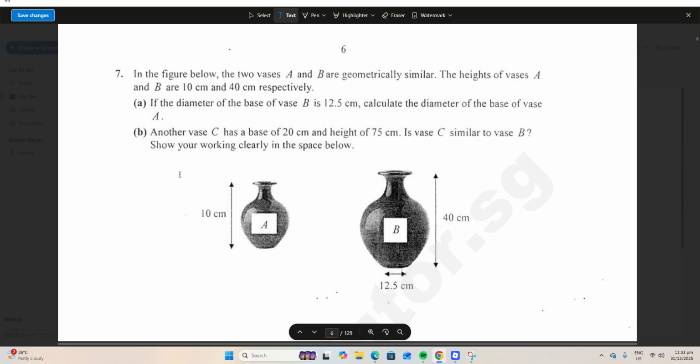Okay, another vase C has a base of 20 cm and height of 75. Is vase C similar to vase B? To test for similarity, we have to test for what? Ratio of corresponding sides. So we can use the congruent.